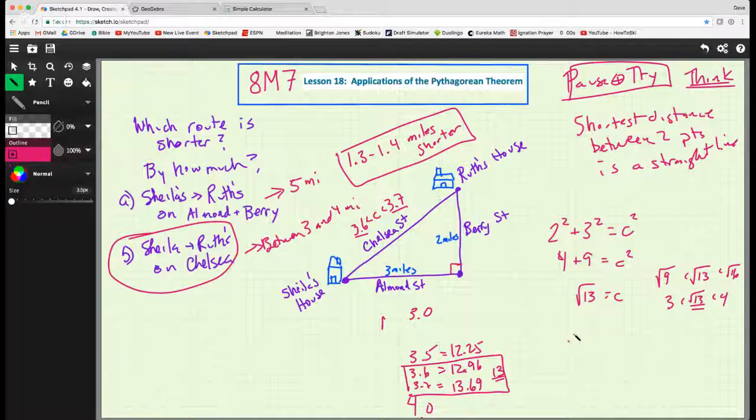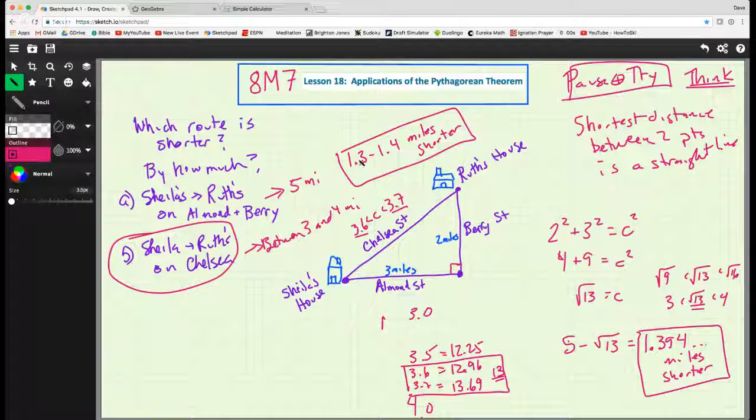You could have typed it in on a calculator and said, well, 5 minus the square root of 13. I'll do that for you, 5 minus the square root of 13, and you would have said, oh, well, the answer is 1.394... miles shorter. Right, and that's right within our estimate. So good, we are now done.